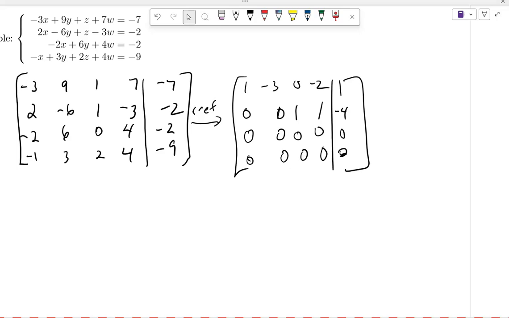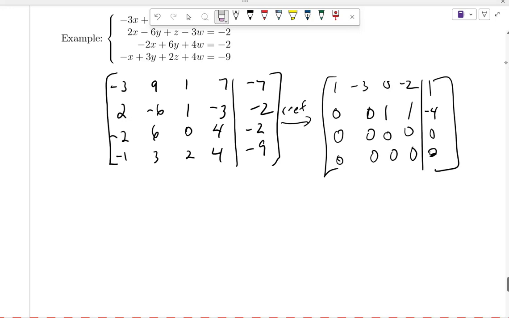Which ones are your free variables? Which columns don't have a pivot? The second column, that corresponds to which variable? Y, and then W as well, right? So those are where your parameters are going to go. So again, we've got 4 variables, X, Y, Z, and W, right? Okay, your Y is one of your parameters and your W is the other.